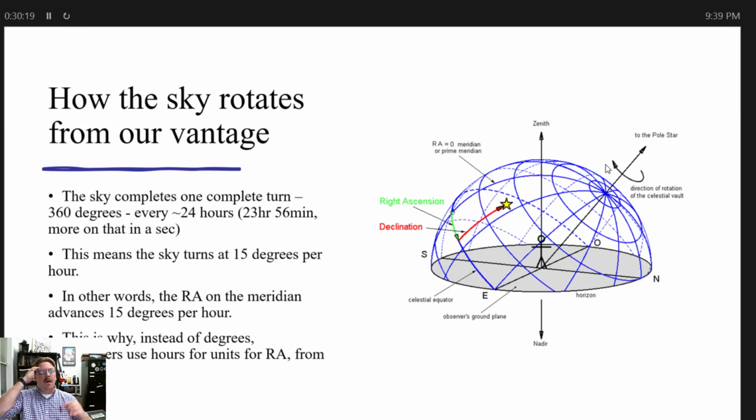So declination is measured from minus 90 to 0 to plus 90. Right ascension is measured from 0 hours to 24 hours, or basically 0 again. So 0 all the way to 23 hours, 59 minutes, 59 seconds in RA.